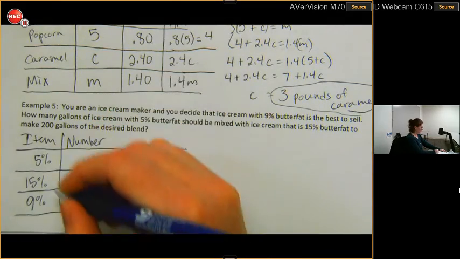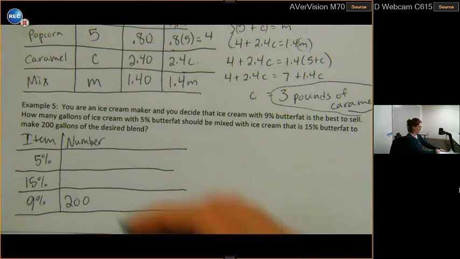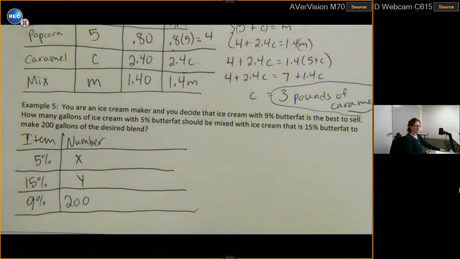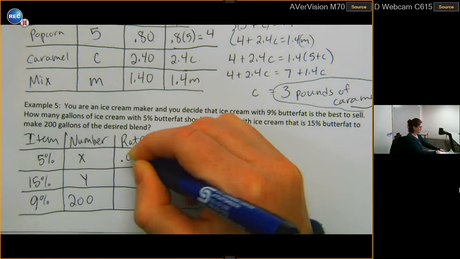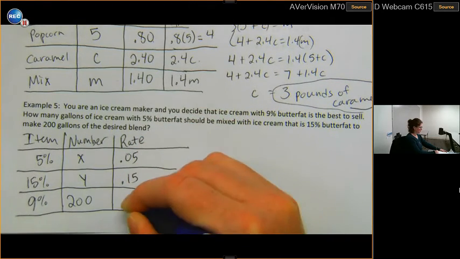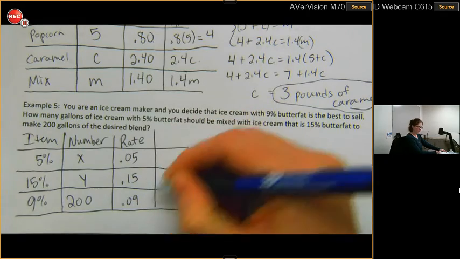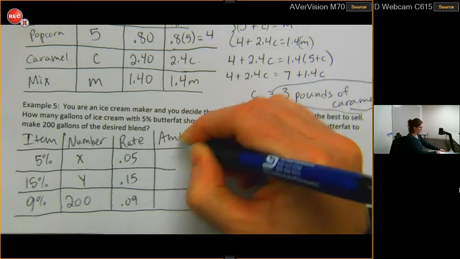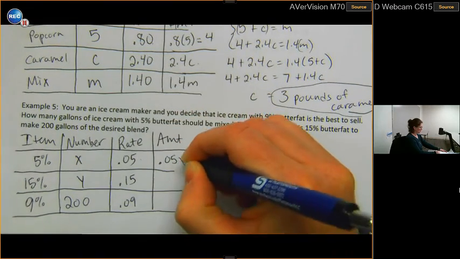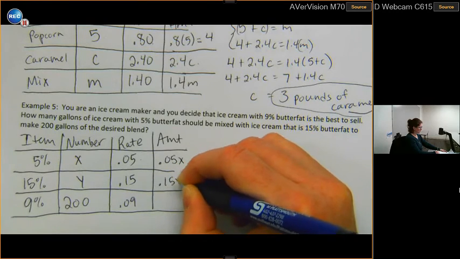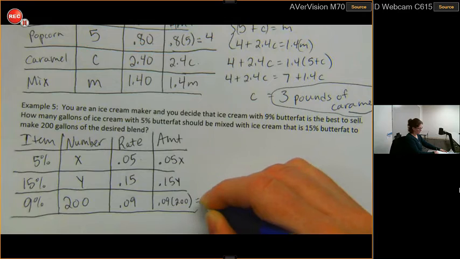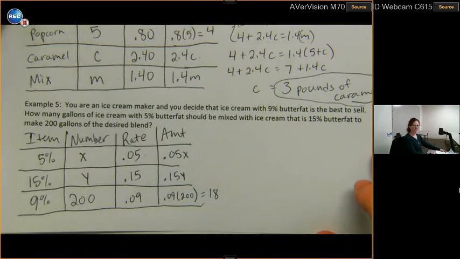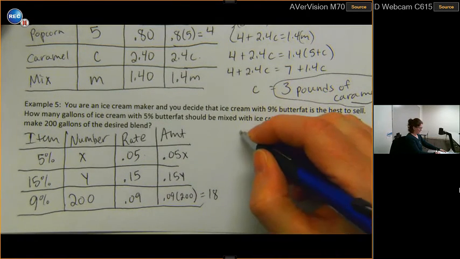We know that we want 200 gallons of the 9%, but I don't know how much of the individual amounts I need. The rate is the percent changed to decimal. And the amount is what we get when we multiply the previous two columns. 0.09 times 200 equals 18. Create our system of equations.